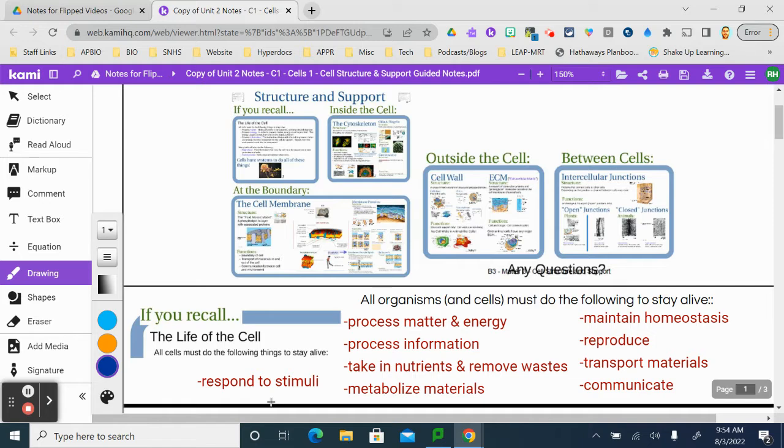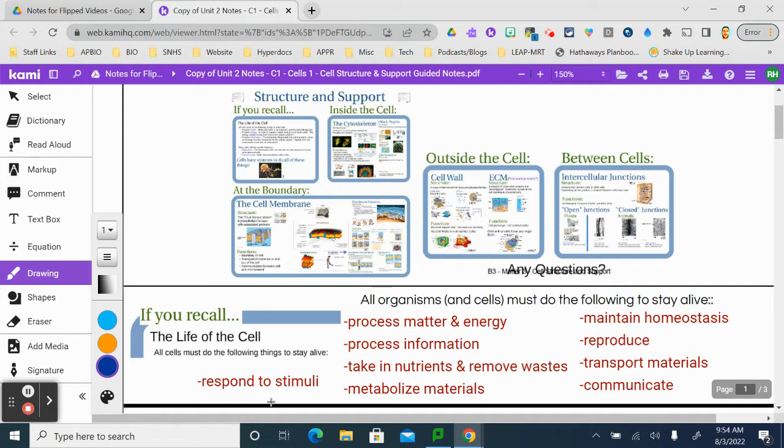The environment is constantly changing. Organisms have to adapt. They have to respond to things. These are all characteristics that every single organism, regardless how complex it is, whether we're talking about human beings or a simple bacteria, all need to be able to do.